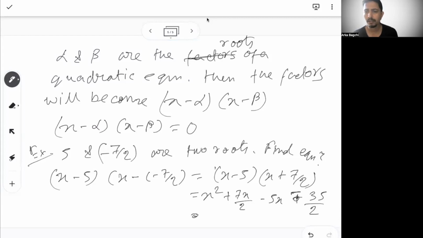So that's where we use roots. If you know the roots, this is how to write the equation from there. That's another important thing you should remember when you are doing quadratic equations.